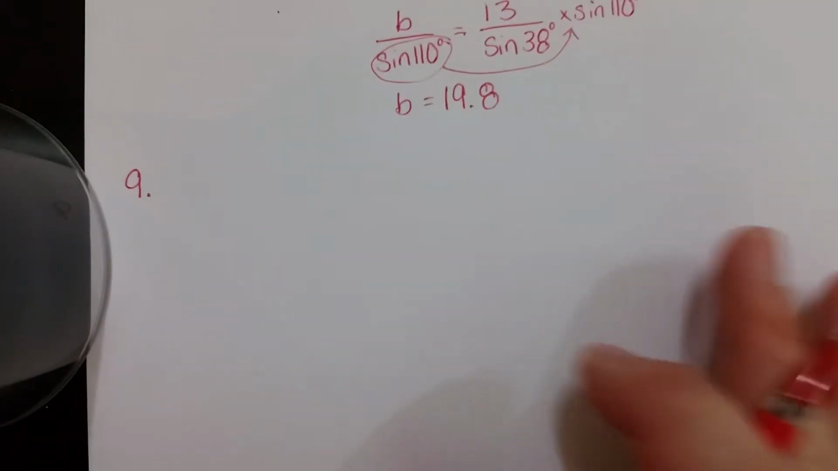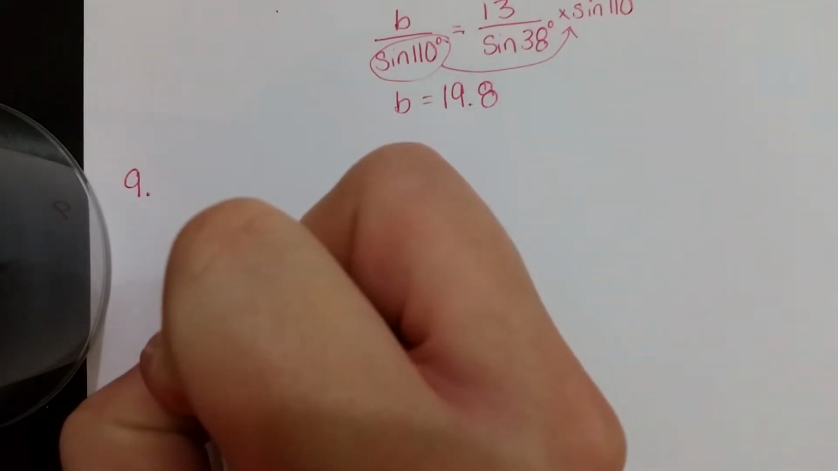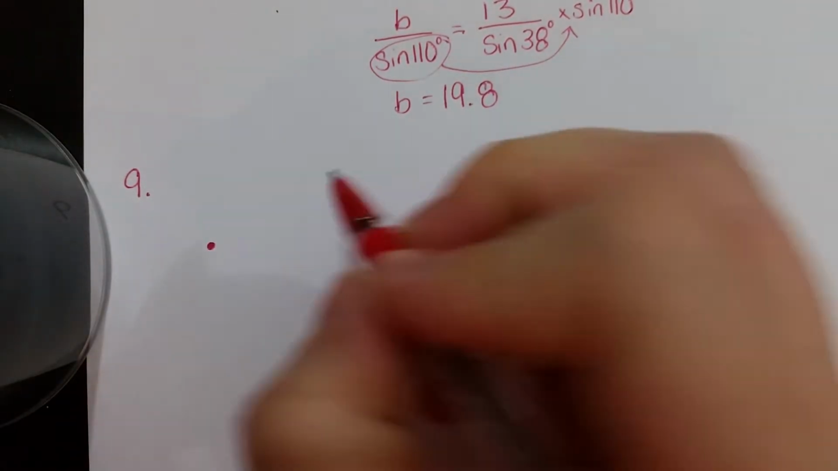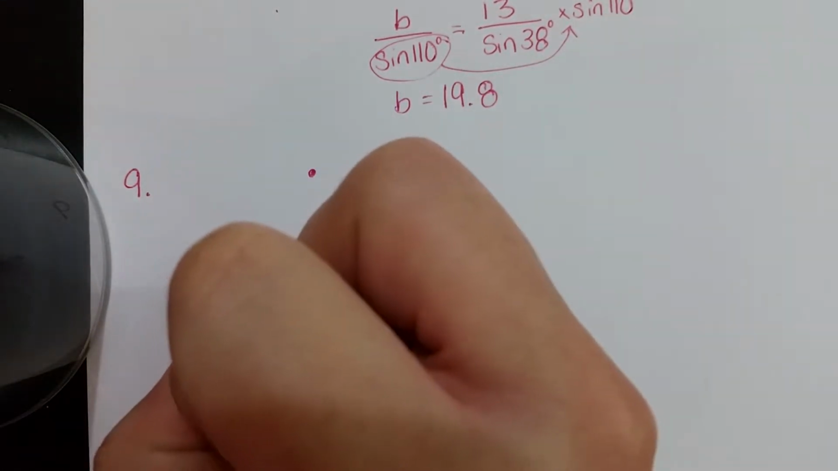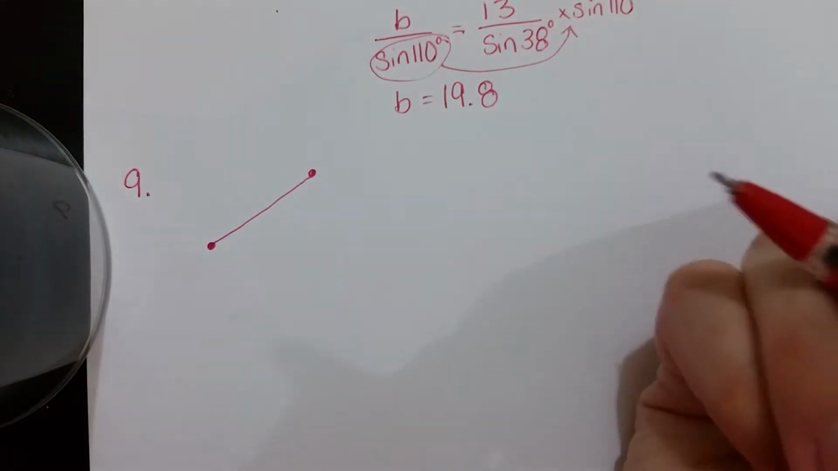Determine the total distance of the flight is part A, and determine the distance of a direct flight is part B. So basically, let me draw you a picture. This is where the plane starts, okay? And this is where the plane is supposed to end. So this is basically the direct flight, okay?